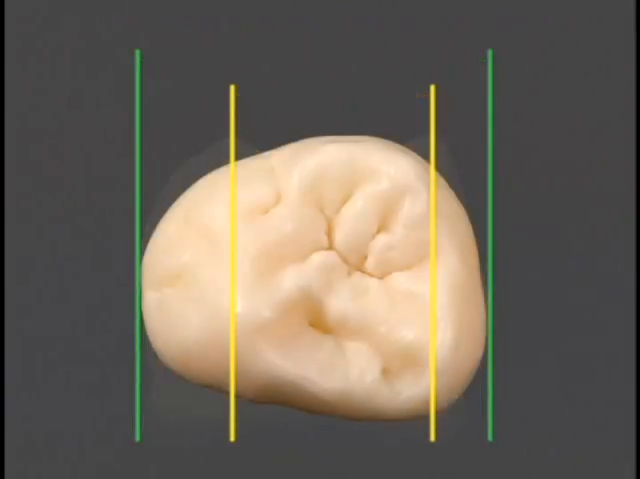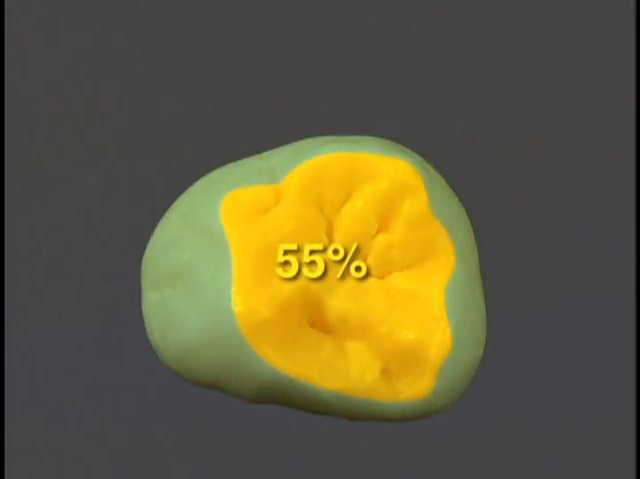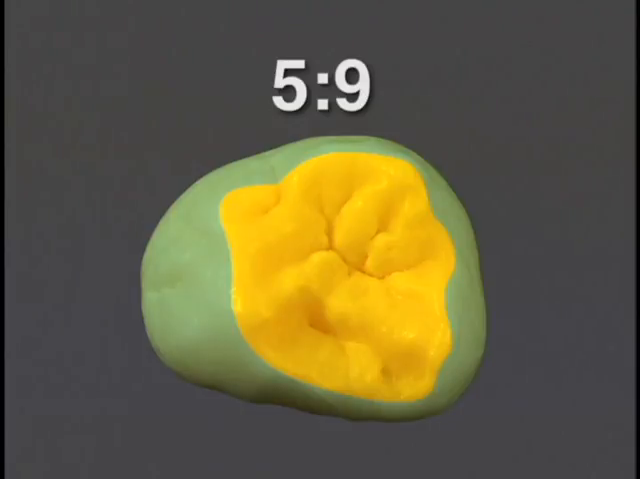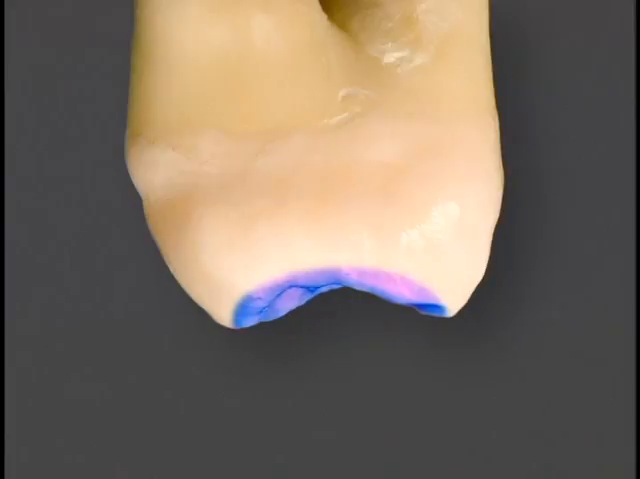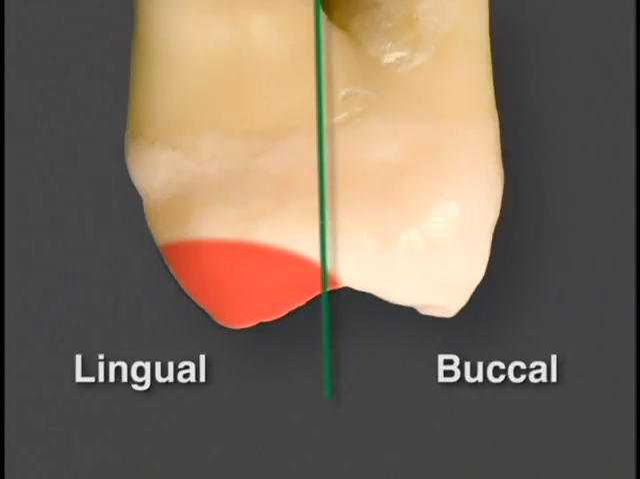This relationship is given as a ratio that we call the occlusal ratio. On natural uppers, the occlusal table represents about 55% of the tooth's buccal lingual height of contour, yielding an occlusal ratio of about 5 to 9. You'll notice the occlusal table on uppers is positioned closer to the buccal than it is to the lingual, placing the stamp cusp close to the long axis of the tooth. The long axis is the center line that passes through the coronal aspect to the root tip.